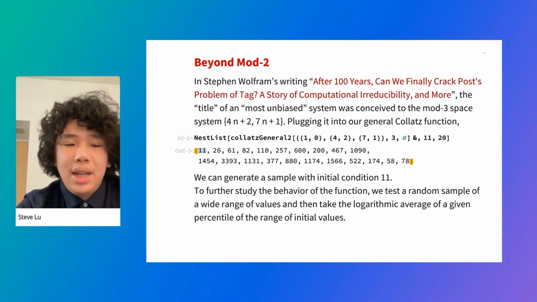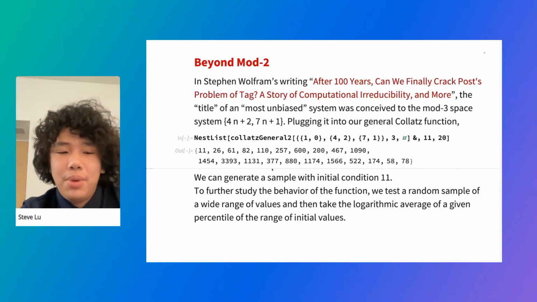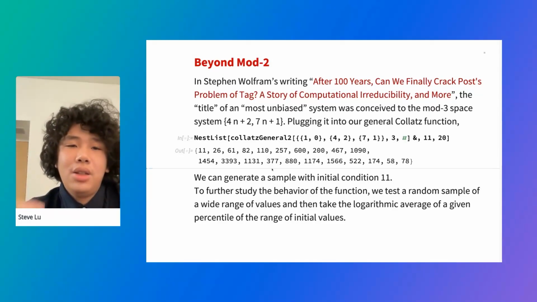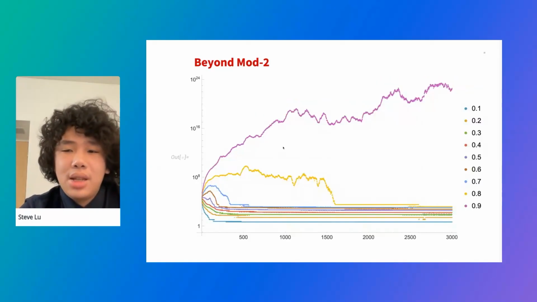And so let's put in 11. And here's the sample. You can see that this is different for the same initial value, but it basically alternates between increase and decrease as well. And so to study the behavior of the function across a wide variety of initial conditions, I decided to test a random sample of a wide range of values and then take the logarithmic average of a given percentile of the range of initial values. This meant that we're segmenting the initial values by value into different percentiles, and that would allow us to see the behavior for each initial value in a given percentile. And this is the resulting graph.